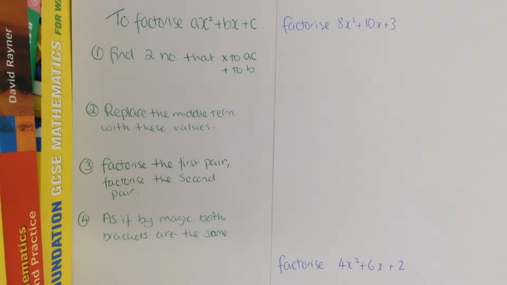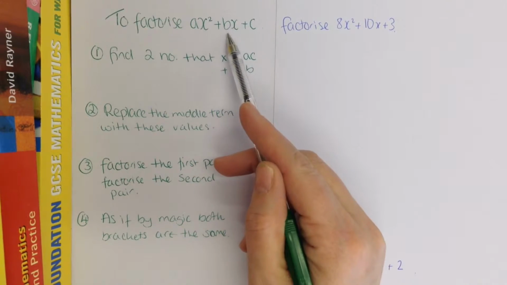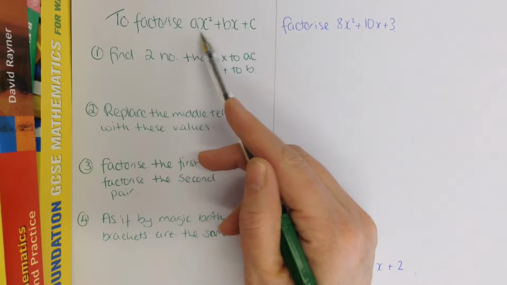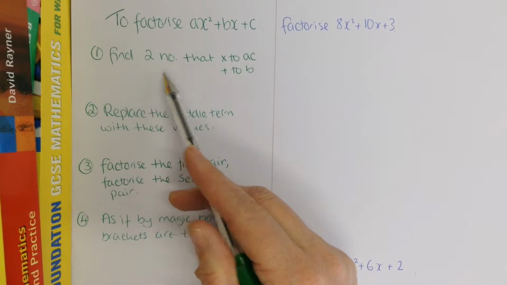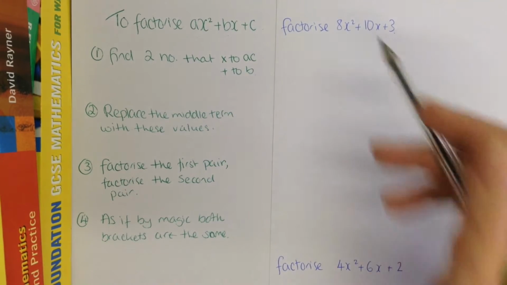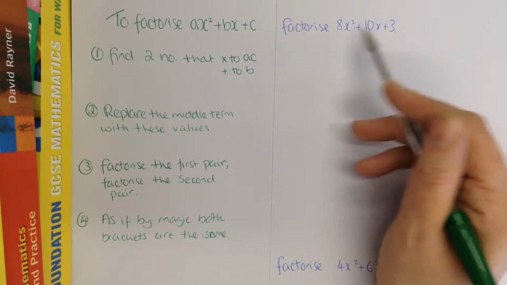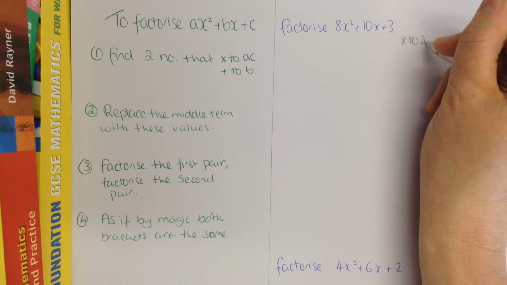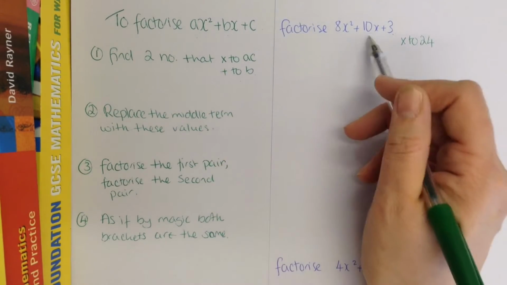So we're going to look at how to factorise a quadratic which is written in the form of ax² plus bx plus c. That just means that there's a number in front of the x squared. So here's my example. Step 1 says find two numbers that times to ac and add to b. So times into ac means times in this case 8 times 3, times into 24. So we're looking for two numbers that times to 24, okay, and that add to b, so add to 10.